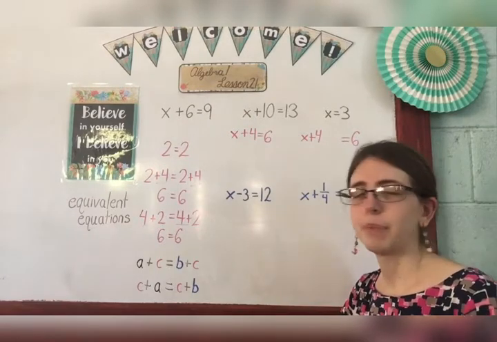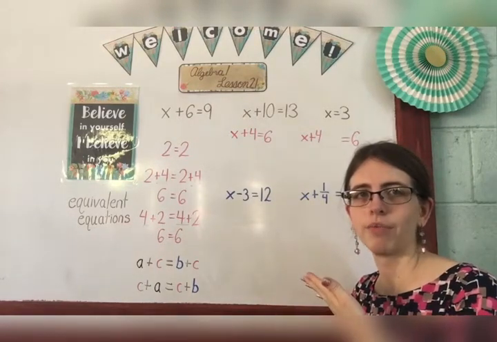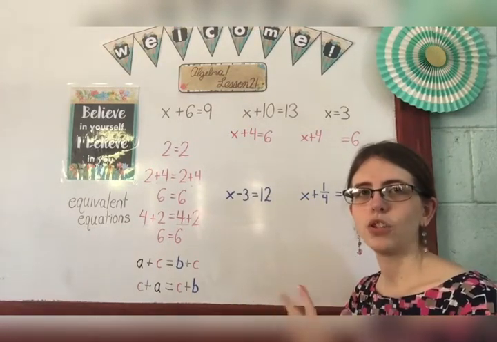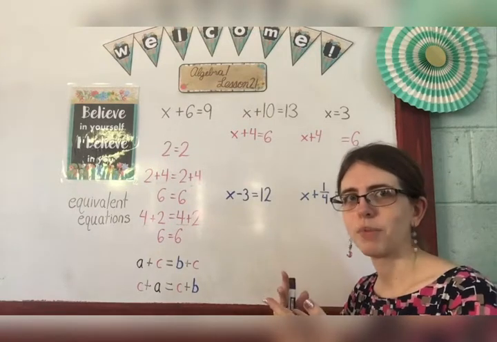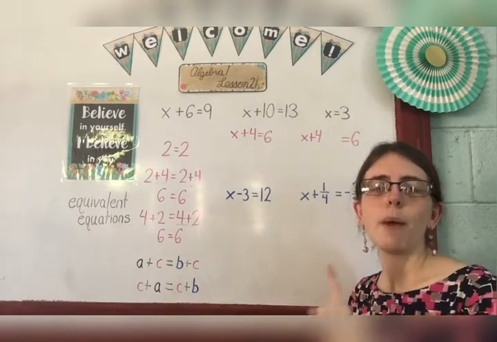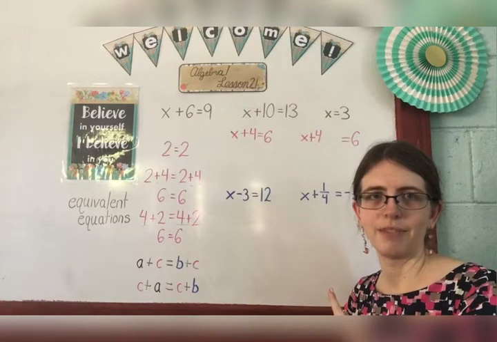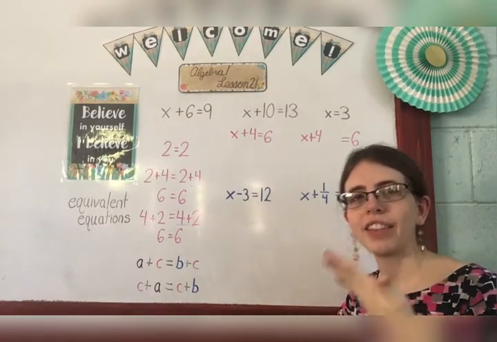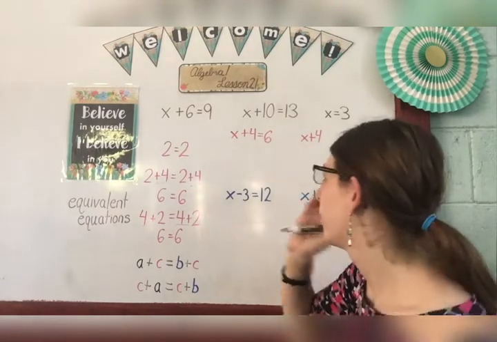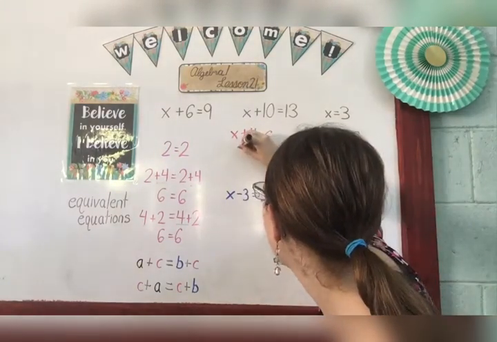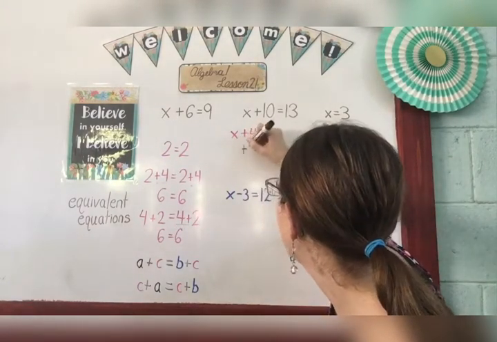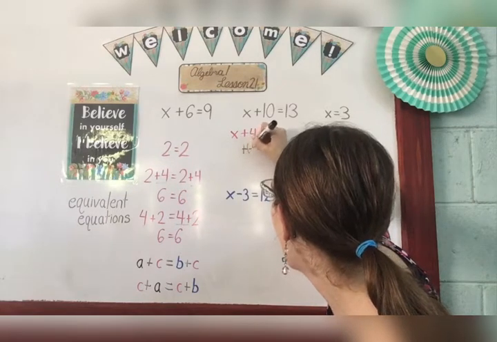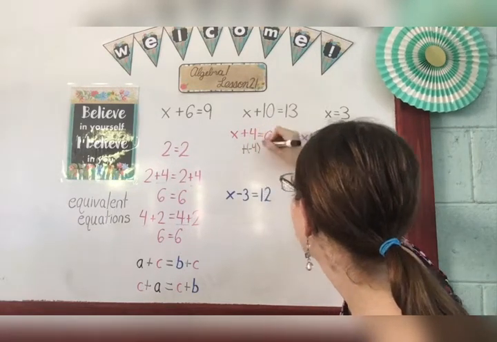So the opposite, I'm adding a positive 4. So the opposite would be to, now you're probably saying subtract 4, Miss Ashley, and you're right, it is. But what is subtraction the same as? It's the same as adding a negative. So I want you to kind of get that into your heads so that when we put in negative numbers, it doesn't confuse you. So we're going to add a negative 4 to both sides.